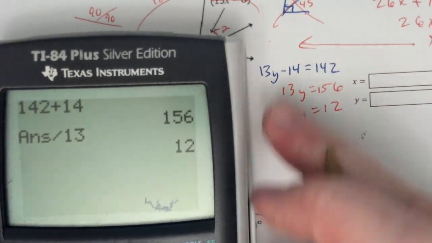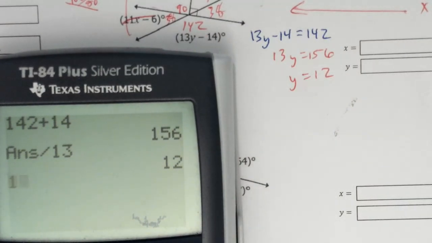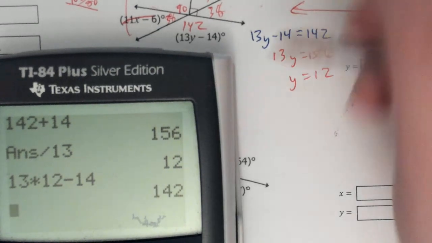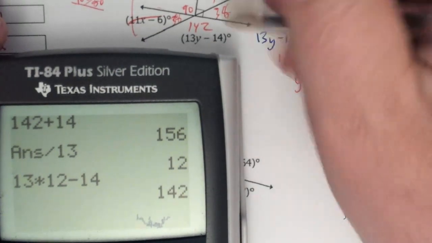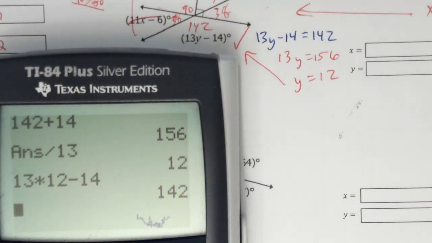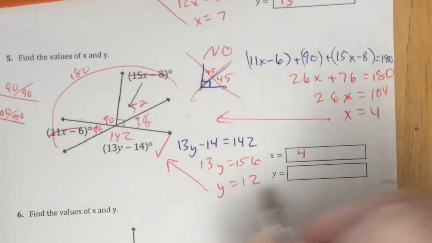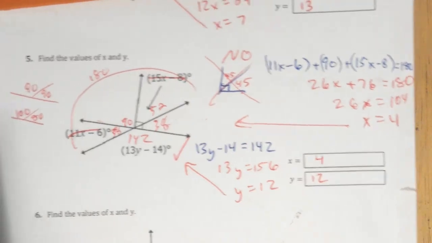And once you get y, plug it back into the picture just to double check yourself. So that's supposed to be 13 times 12. Subtract that 14, and we get 142. So that checks out. We plug that back in, and we're double checking it worked. And it does. All right, your last step is always to answer their question. In this case, they just wanted x, which is 4, and they wanted y, which is 12.